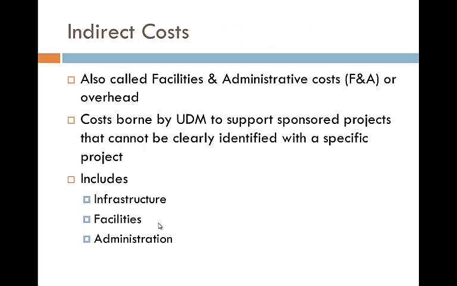Indirect costs. Indirect costs are also called facilities and administrative costs, F&A, or overhead. These are costs borne by UDM to support sponsored projects that cannot be clearly identified with a specific project. This includes infrastructure, facilities, and administration. It includes the electricity to run the labs. It includes your department and college administrative assistants. It includes me. It includes the budget office. It includes printer cartridges, paper, everything else.